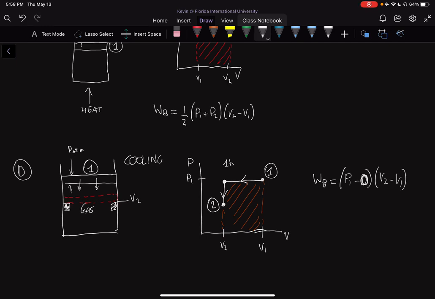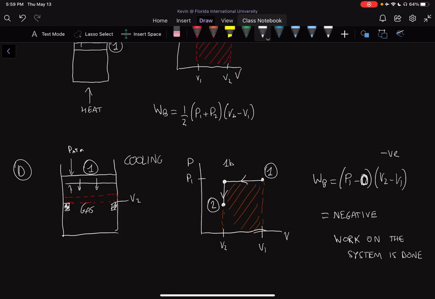And this would actually turn out to be negative, because if you look, V2 is smaller than V1. So this term would be negative. Therefore, work boundary would equal a negative value. And that makes sense, because in this case, the work is done on the system. So the work done is not positive, it's not done by the system, it's done on the system. Okay, we're now compressing the system.